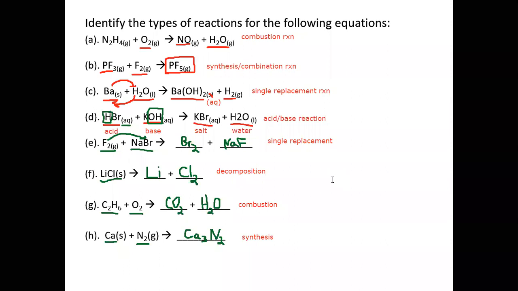So again, always try to identify the reaction first. That'll tell you what types of products you'll have. And for the first four that we did, we looked at the key characteristics of what's occurring to identify the type of chemical reaction.